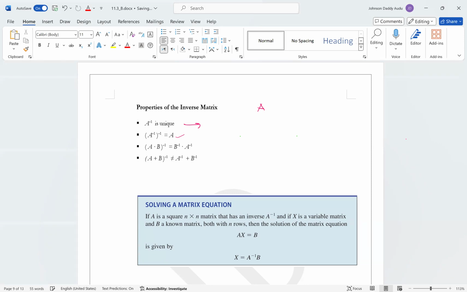Now, this is very important. If you have AB inverse, it's the same thing as B inverse times A inverse. And also this one is not true. This property does not hold. So if you have A plus B, you cannot distribute the inverse. It's not the same thing as this. So what you do in this case is find your A plus B before you take the inverse. You cannot distribute the inverse.